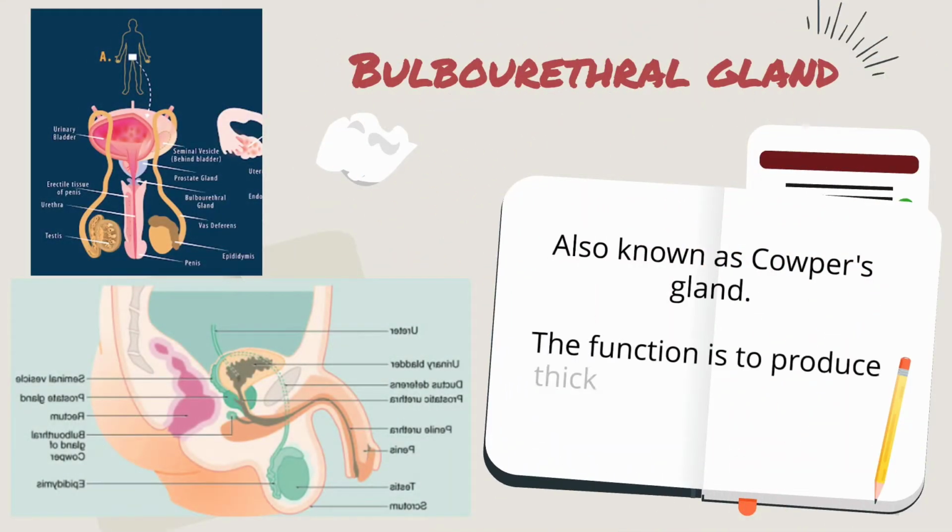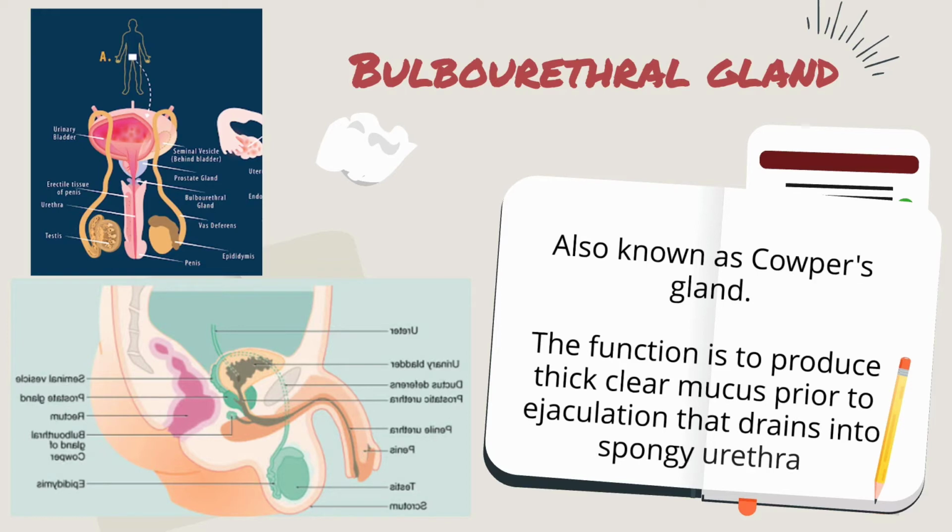Bulbourethral glands are pea-sized structures that are located below the prostate gland. It is also known as Cowper's gland. Bulbourethral glands produce thick clear mucus prior to ejaculation that drains into the spongy urethra.